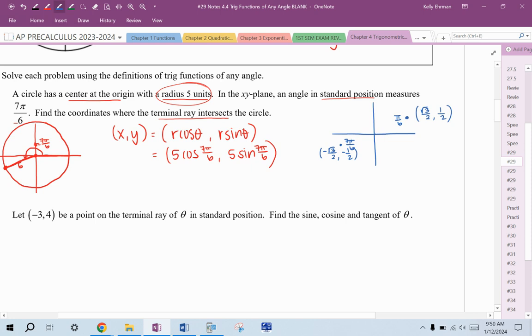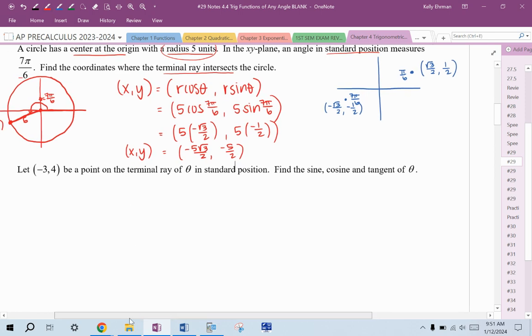Now this is the unit circle, so remember we need to take these values and multiply them by 5. So now I have that 5 cosine of 7 pi over 6 is 5 times negative radical 3 over 2. And 5 times sine of 7 pi over 6 is 5 times negative 1/2. And my last step is just to clean this up a little bit. So the xy coordinate, where the terminal side intersects the circle, is negative 5 radical 3 over 2, negative 5 over 2.